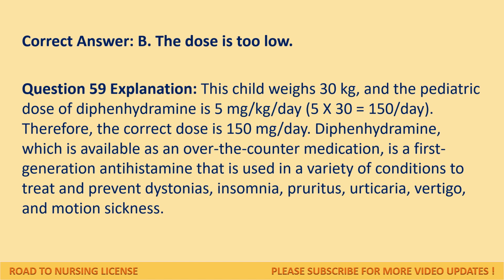Question 59 Explanation. This child weighs 30 kilograms, and the pediatric dose of diphenhydramine is 5 mg/kg/day. 5 by 30 equals 150 per day. Therefore, the correct dose is 150 mg/day. Diphenhydramine, which is available as an over-the-counter medication, is a first-generation antihistamine that is used in a variety of conditions to treat and prevent dystonias, insomnia, pruritus, urticaria, vertigo, and motion sickness.